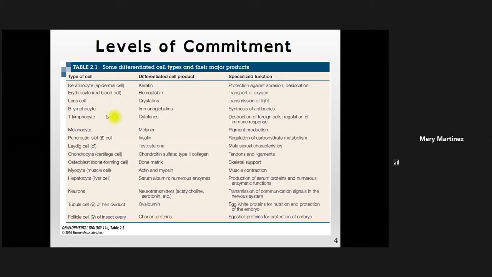We have the lens cells, for instance. They form the crystallins, and their function is the transmission of light. The melanocyte makes melanin and is a pigment product. So we have a whole lot of cells, right, that can accomplish specific functions, and they're going to have different origins too sometimes. So cells need to become organized in order to become tissues, and tissues are then going to form organs, and then organs can form systems until finally we have an embryo.